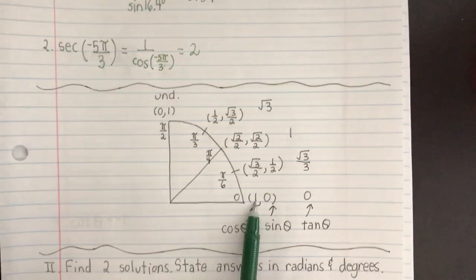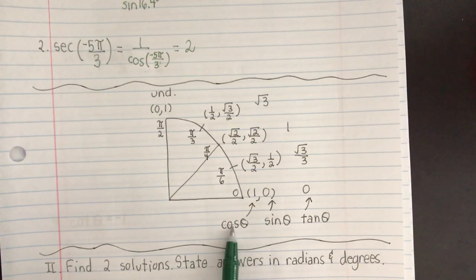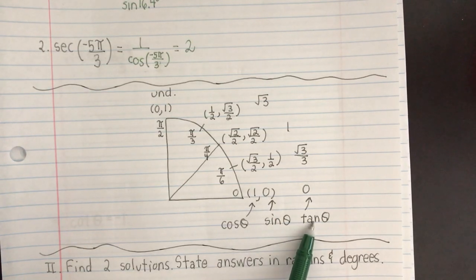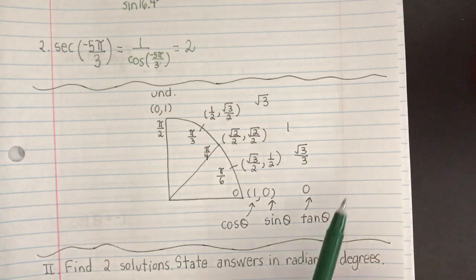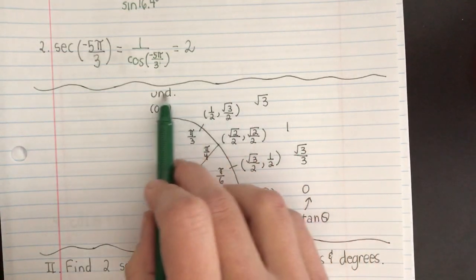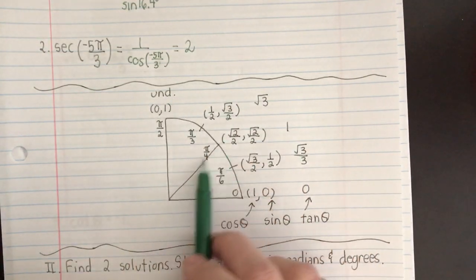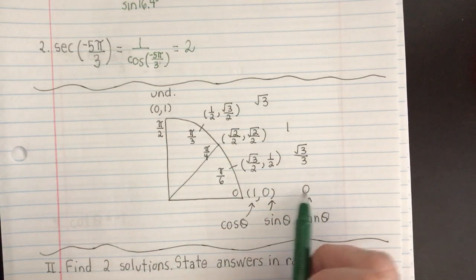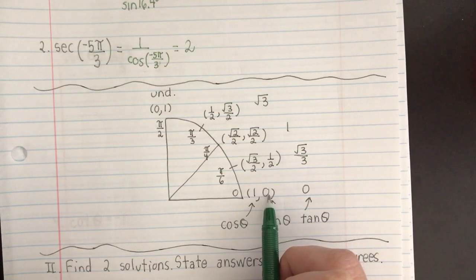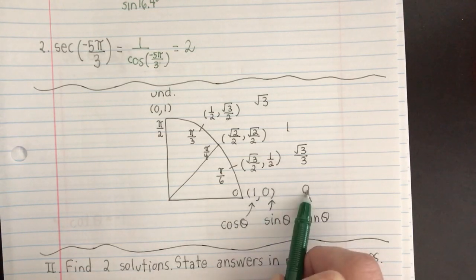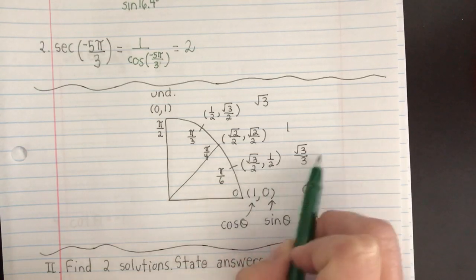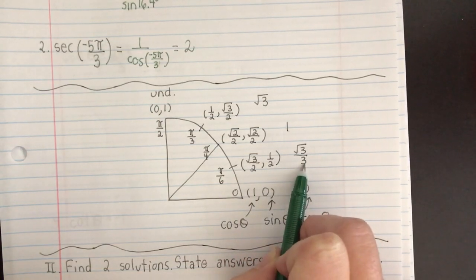So remember that x goes with cosine. Cosine means x, sine means y, and then tangent is y over x. So I've gone ahead and filled in the tangent for all of these angles because they will be the same every single time. So of course y over x would be 0 over 1, which would be 0. 1/2 over square root of 3 over 2 would end up simplifying to square root of 3 over 3.